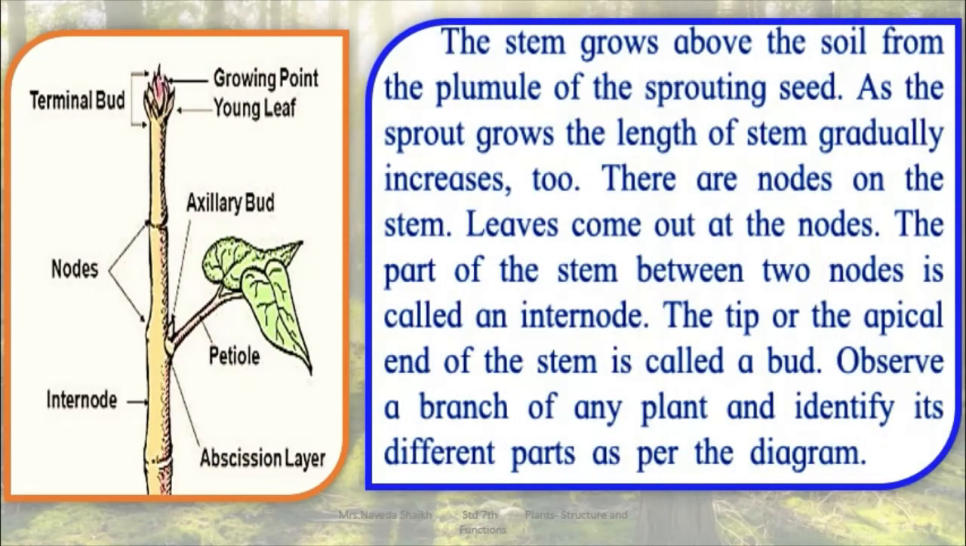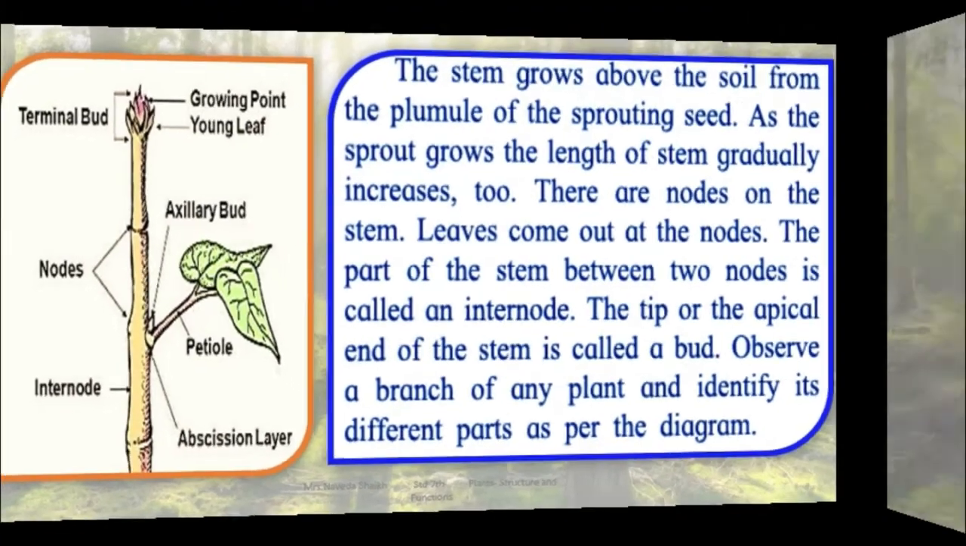We will start with the stem. The stem grows above the soil from the plumule of the sprouting seed. As the sprout grows, the length of the stem gradually increases too. There are nodes on the stem. Leaves come out from the nodes, and the part of the stem between two nodes is called the internode. Now, I would like you all to concentrate on this picture, where nodes and internodes can be easily seen.